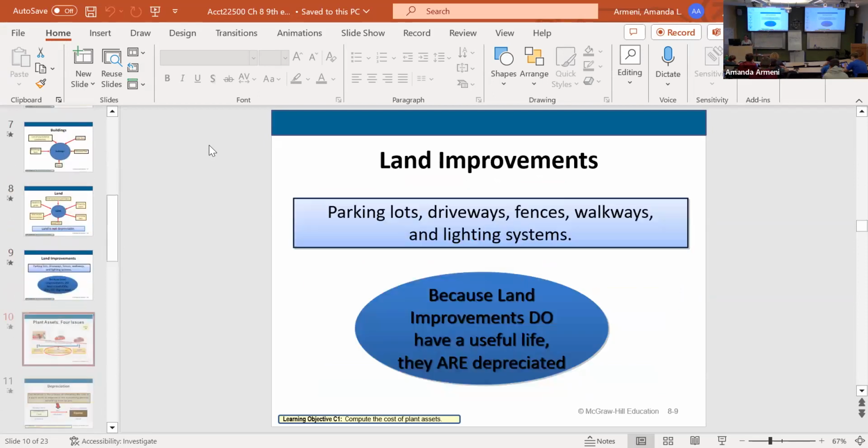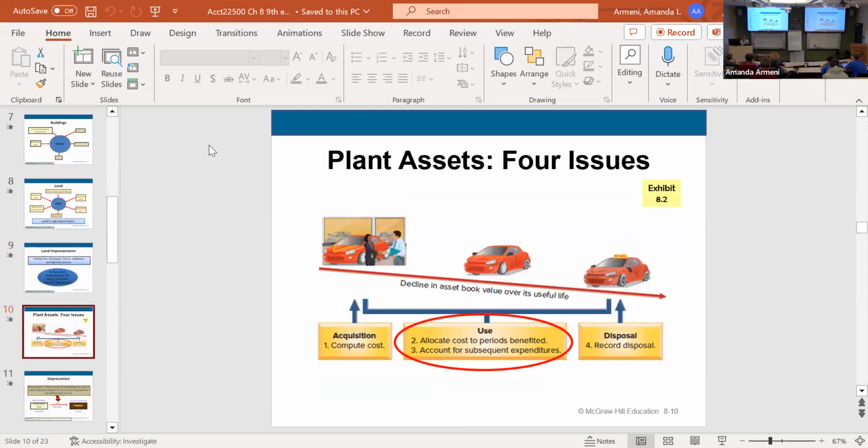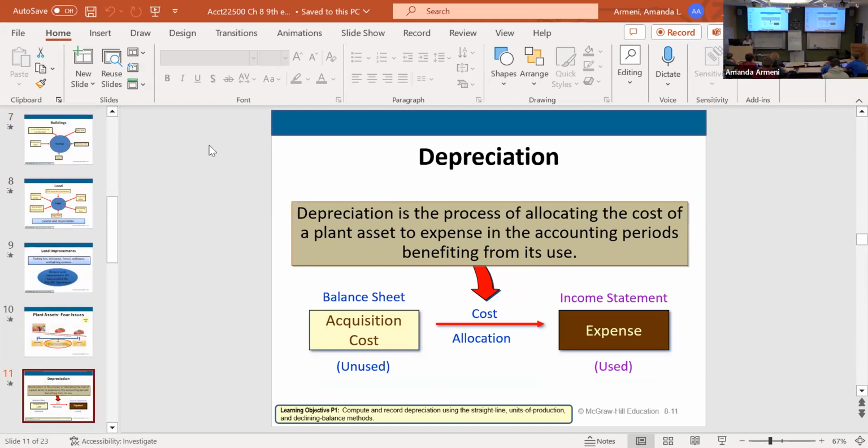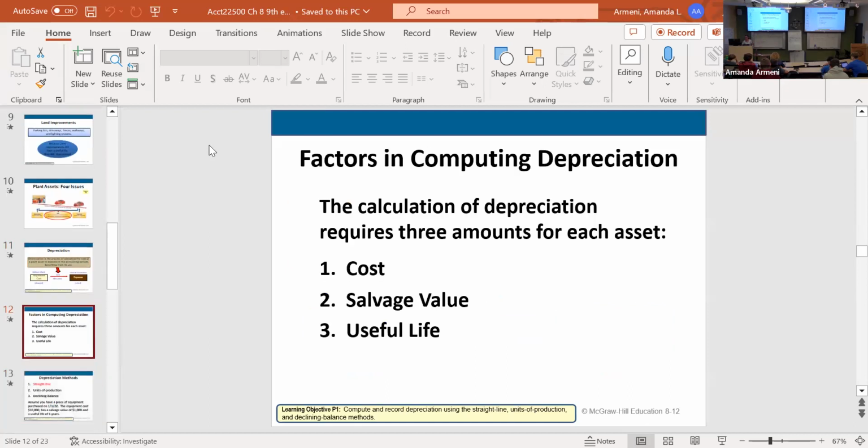Then we moved on to the second phase of the asset's life, which is when we're using it, right? And we said over time, we know that as the asset is being used, the value of it goes down, and we call that depreciation. We said that in order to calculate depreciation, we need three things. We need the asset's cost. We need the asset's salvage value. Can someone please remind us what salvage value is?